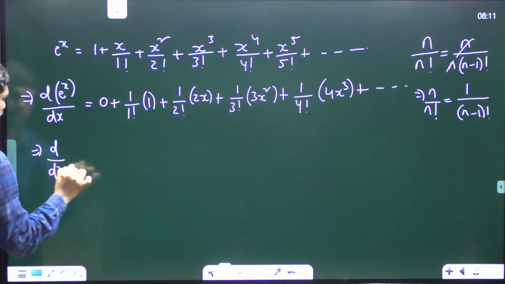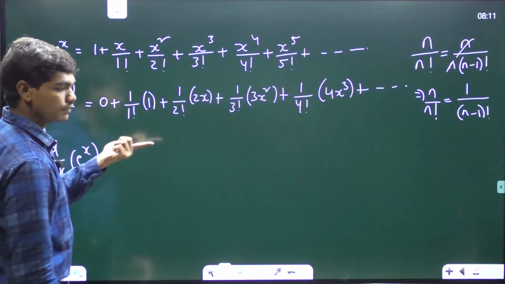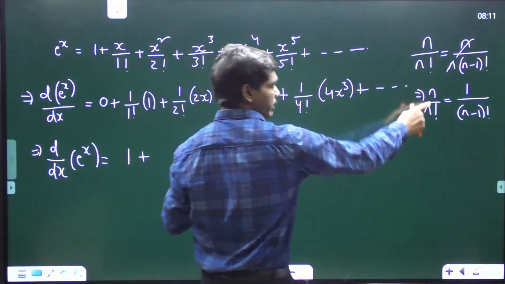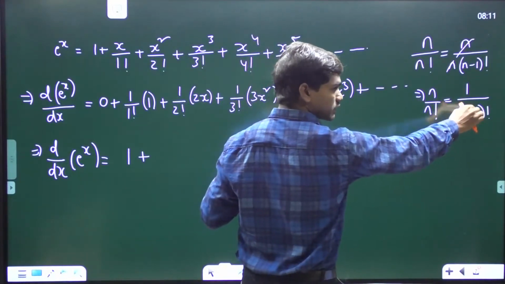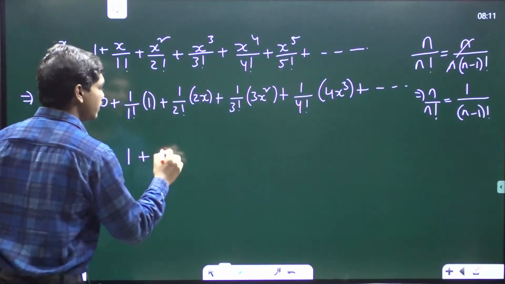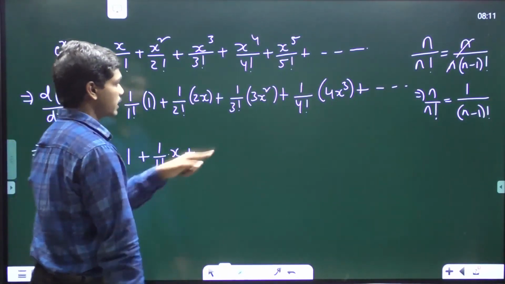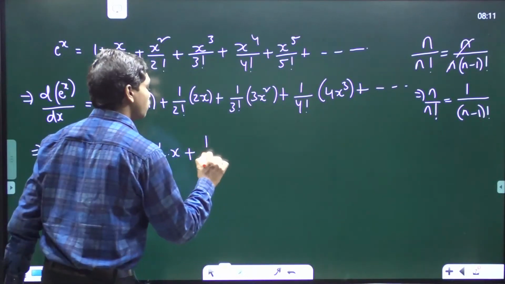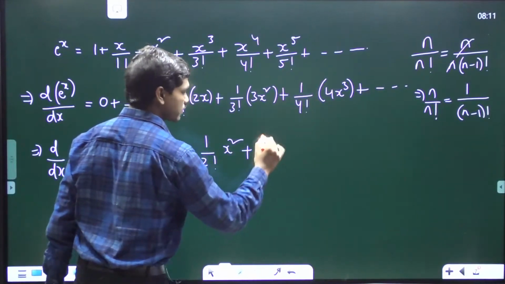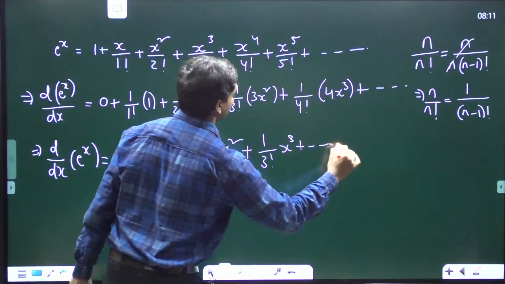d by dx of e power x is equal to 1 by 1 factorial, which is 1 plus, so 2 by 2 factorial, which is n by n factorial. This can be written as 1 by n minus 1 factorial. So if n is equal to 2, this 2 by 2 factorial will be 1 by 1 factorial into x plus again this 3 by 3 factorial will give you 1 by 2 factorial into x square plus again 4 by 4 factorial will give you 1 by 3 factorial into x cube plus and so on like this.